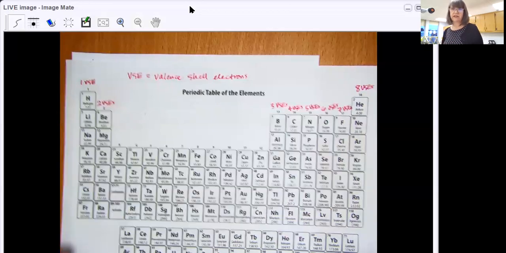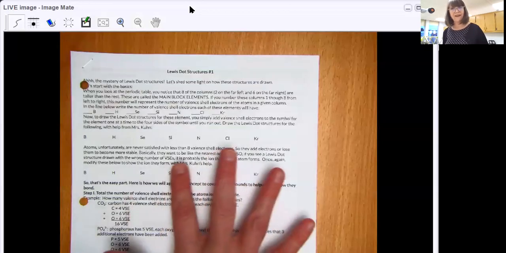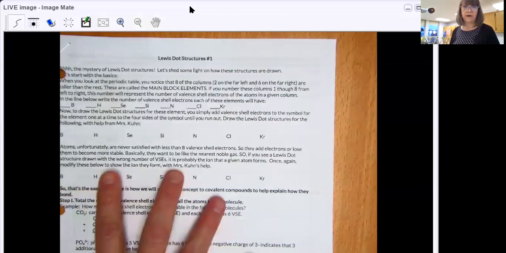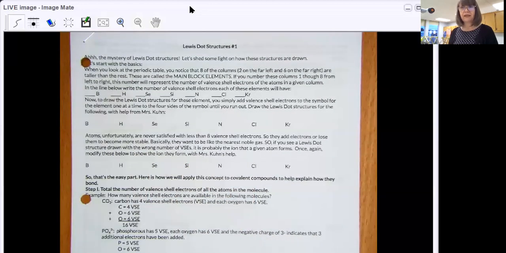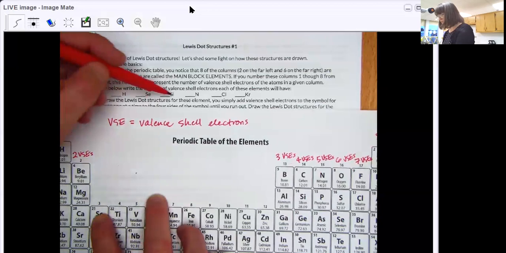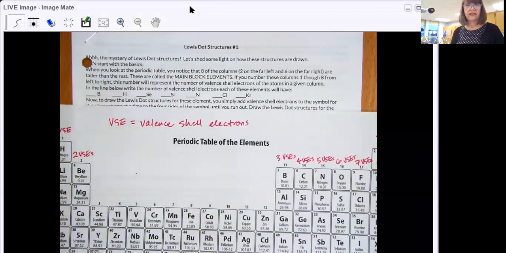So the first thing we're going to do today is talk about how we can determine how many valence shell electrons are available for a given element. You may remember from middle school actually drawing these Lewis dot structures for simple elements and for some compounds. So the first thing I'd like you to do is to pause this video for a second and determine how many valence shell electrons you would expect to have in these elements. So take a second and do that. I'm going to pause it for a sec.